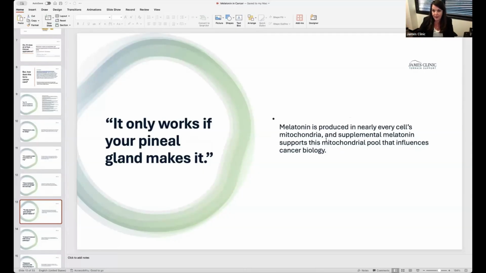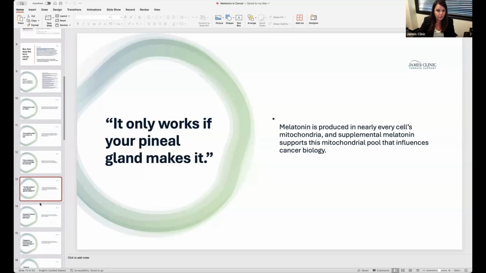It's produced in every mitochondria. So no surprise that if you have a mitochondrial problem or a metabolic problem, you're not making melatonin effectively. And again, this is going to influence that mitochondrial pool, because if we can get in there and clean out the cytoplasm of the cells with this, it's going to have a positive loop effect.